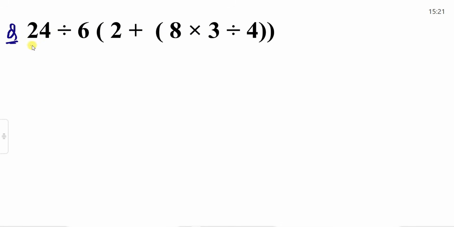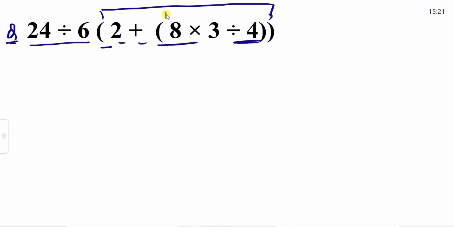The question is 24 divided by 6, bracket 2 plus, then bracket start 8 times 3 divided by 4. So first we solve the brackets, and inside the bracket there's another bracket. So that one gets the highest priority. Let's look inside. Here we have 8 times 3 divided by 4.